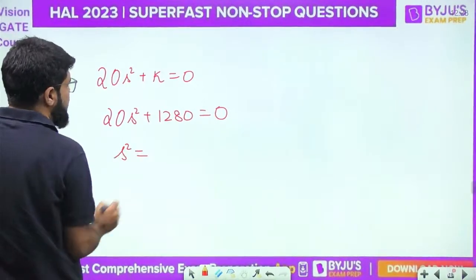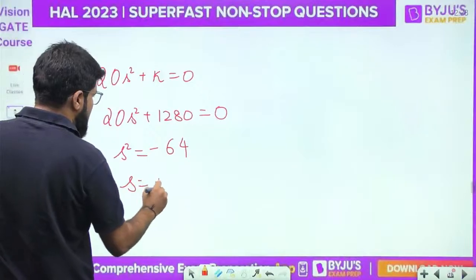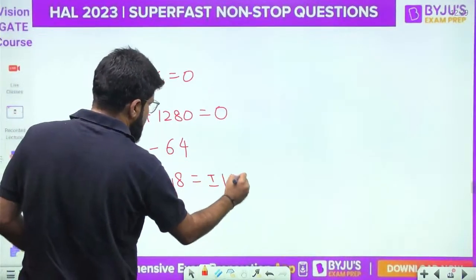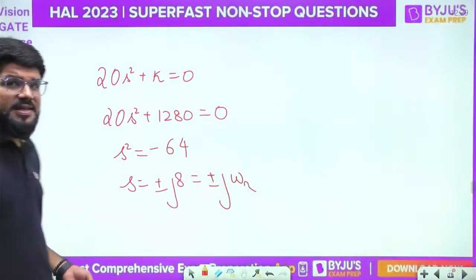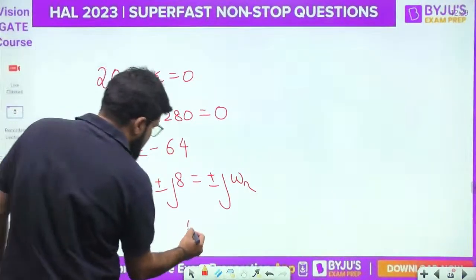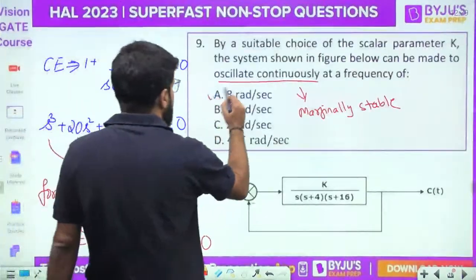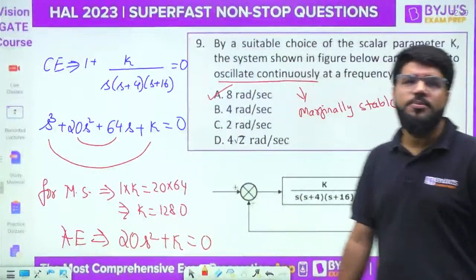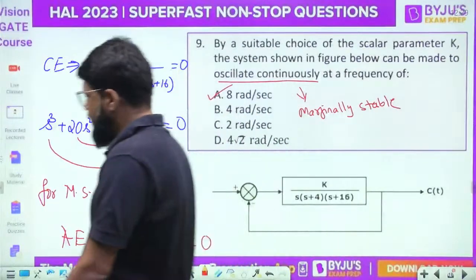So what is the value of S square? The 20 gets cancelled, and it is minus 64. So S is plus minus j times the square root of 64, which is 8, or I can call it plus minus j omega n. For the auxiliary equation of an oscillatory system, the roots are plus minus j omega n. So omega n is 8. The frequency of oscillation is 8, option number A. Yes, Bhanu, correct answer. It is going to be option number A.